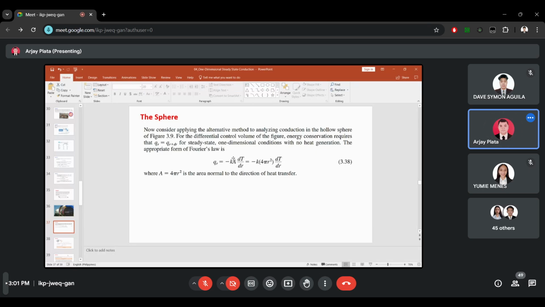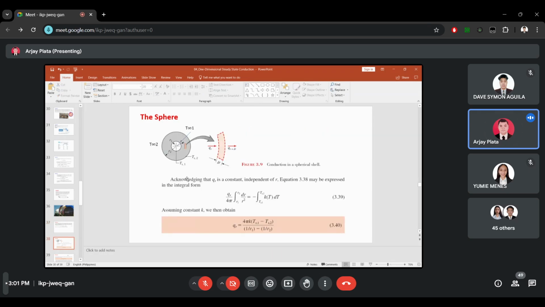For plane geometry, the area is just length times width, but for spherical, the area is 4 pi r squared. This is our formula for determining the rate of heat transfer for spherical geometry, one-dimensional, steady state, in the radial direction. So integrating this equation, we will come up with equation 3.4, assuming that k is constant.